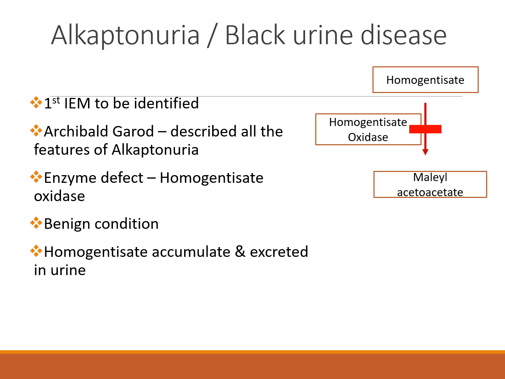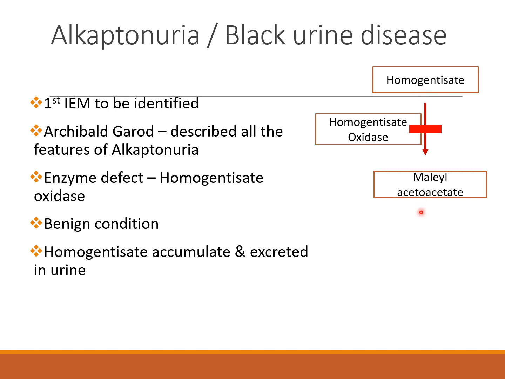Coming to the second important disorder associated with this metabolism, which is alkaptonuria, otherwise known as black urine disease. Alkaptonuria is the first inborn error of metabolism to be identified, and it is Archibald Garrod who described all the features of alkaptonuria. The enzyme defect in this condition is homogentisate oxidase. This enzyme catalyzes the conversion of homogentisic acid to maleylacetoacetate.